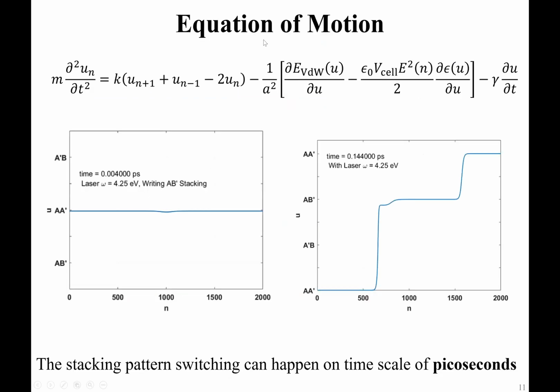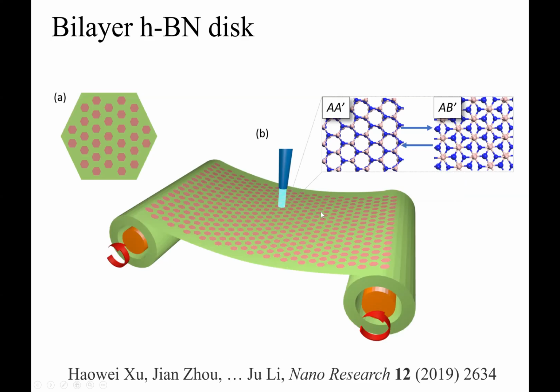And we have actually solved the molecular dynamics equation of motion, and we can show that such a domain transition can occur on the time scale of picoseconds, compared to GST materials where it requires melting and usually happens on nanoseconds or above. So you can use this to drive fast martensitic transformation and interlayer slippage, and use it as a kind of memory device.